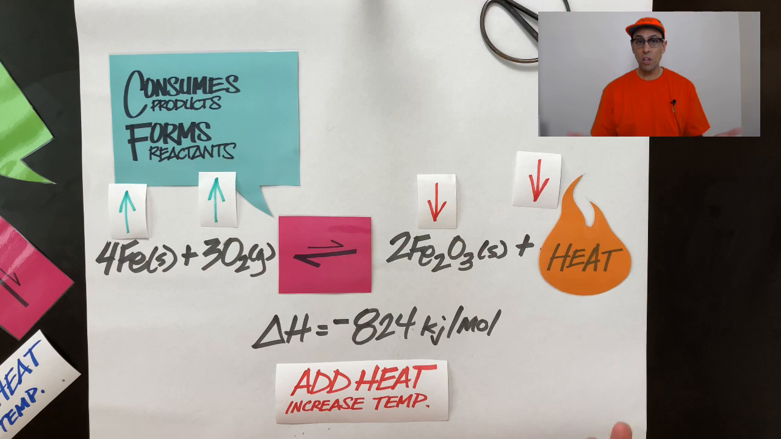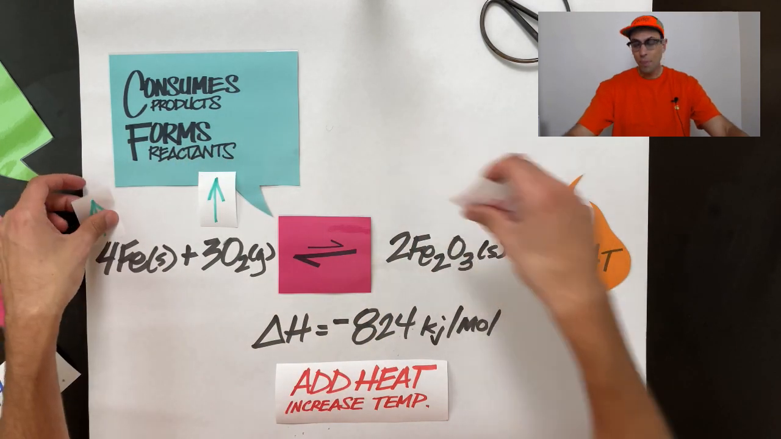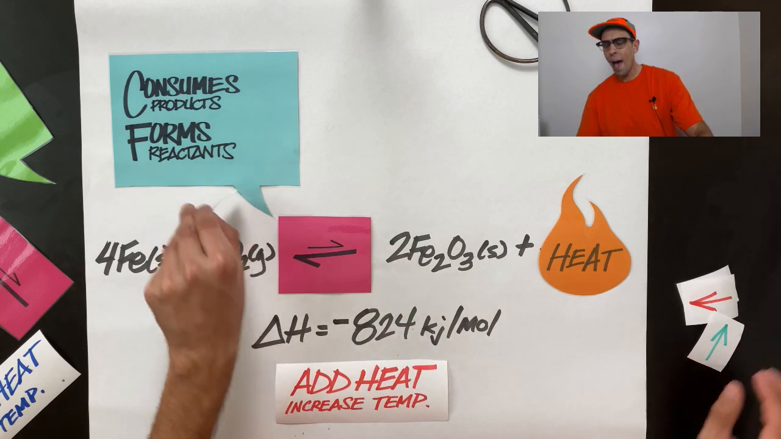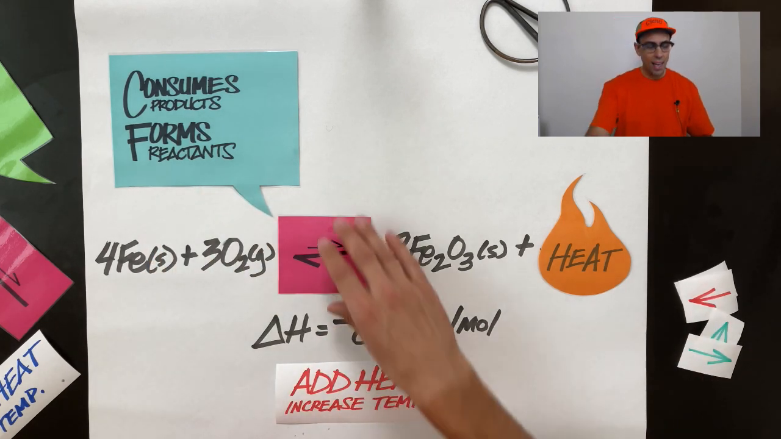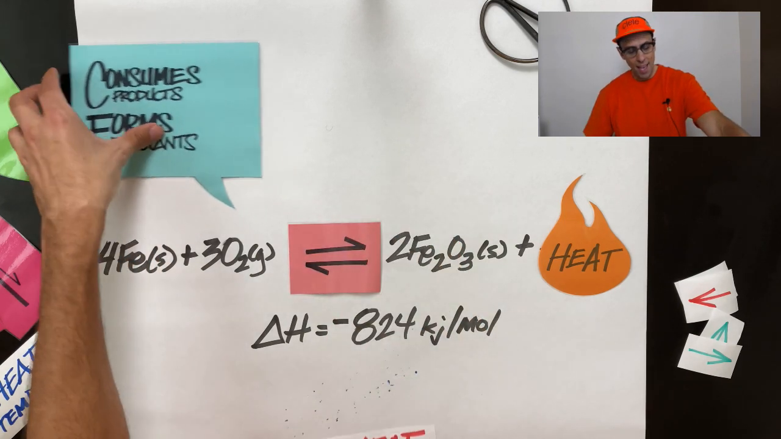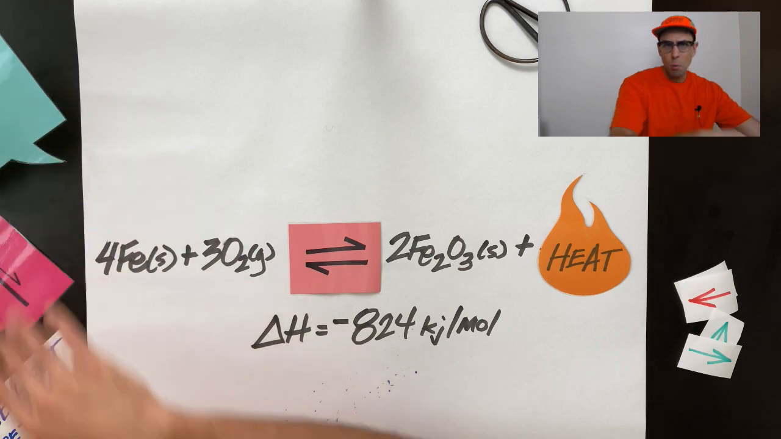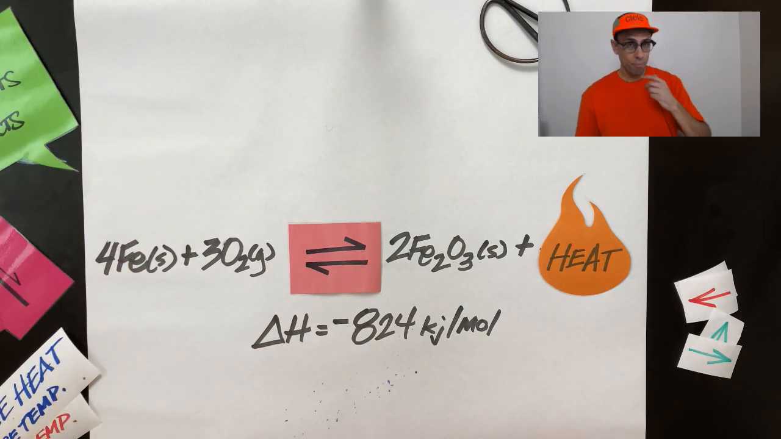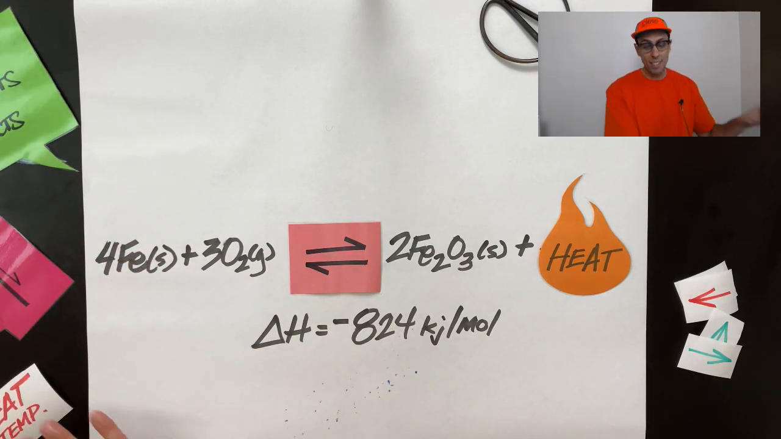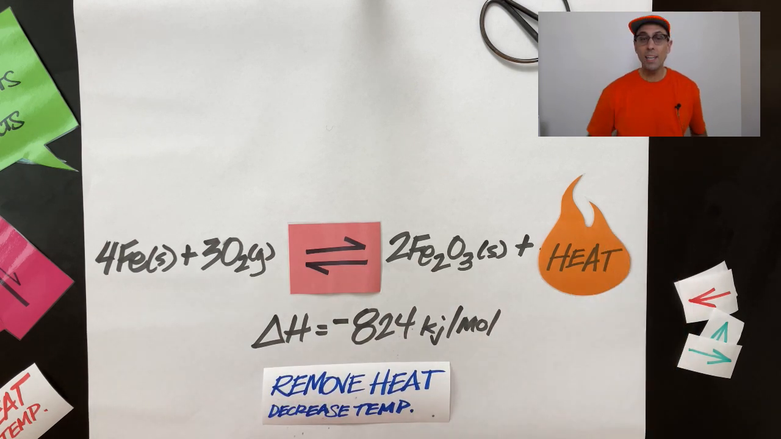Now, of course, there's another way to disrupt this, right? Let's take all of our props away, and let's consider what would happen if we instead took our reaction that's at equilibrium and we removed heat. So maybe we put it in an ice bath or something, and we're actually going to be decreasing the temperature in this instance.